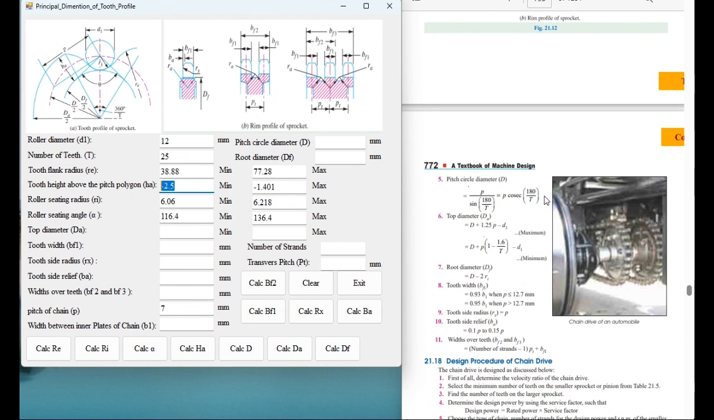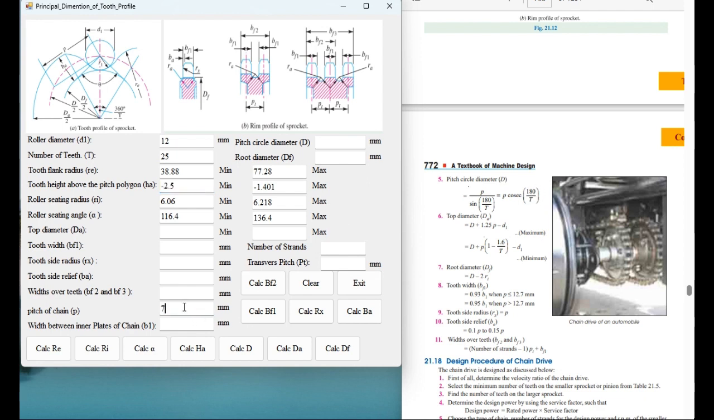Then the fifth section we can calculate in this calculator is the pitch circle diameter D. The pitch circle diameter D we discussed earlier in section 1 of this calculator, but we can also calculate it here. The pitch circle diameter of a sprocket can be calculated as p times cosec 180 over t.